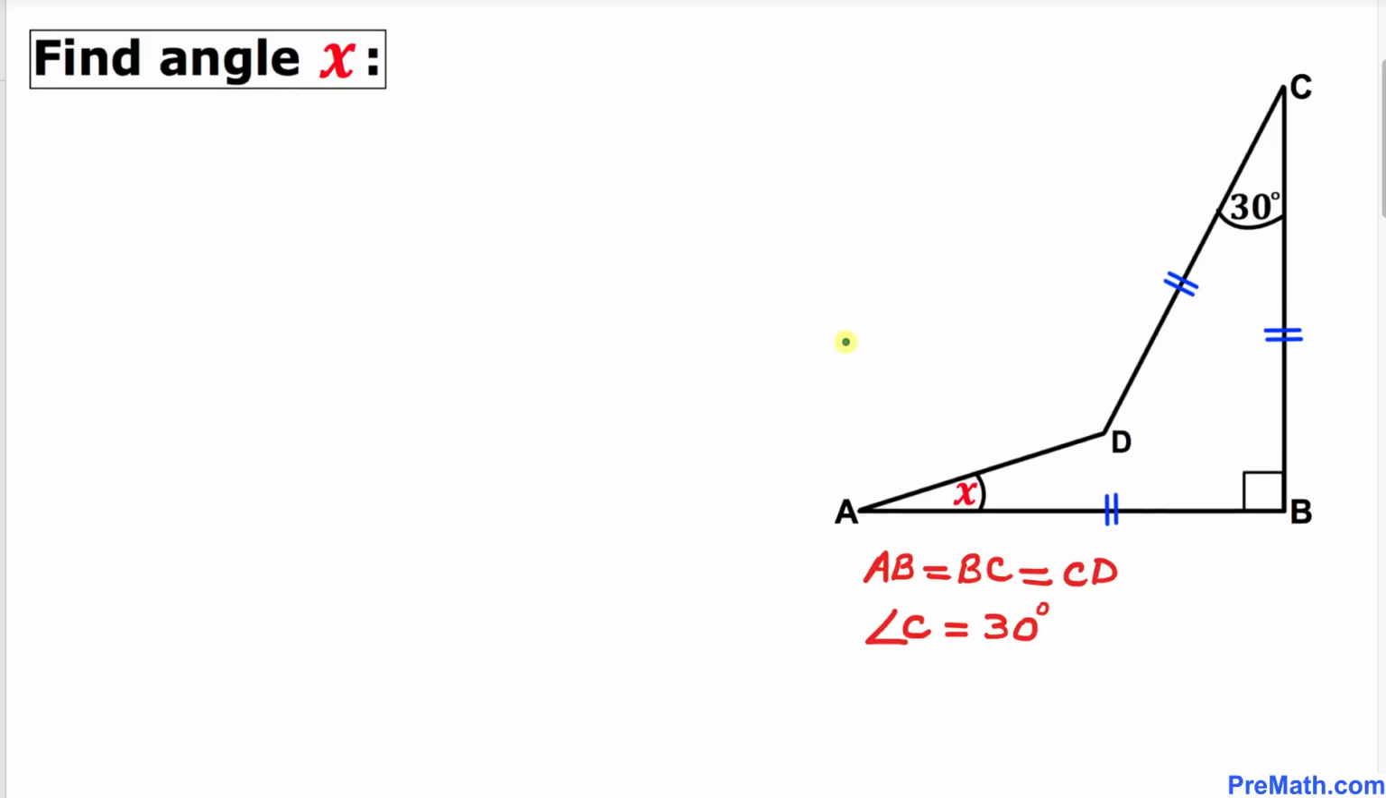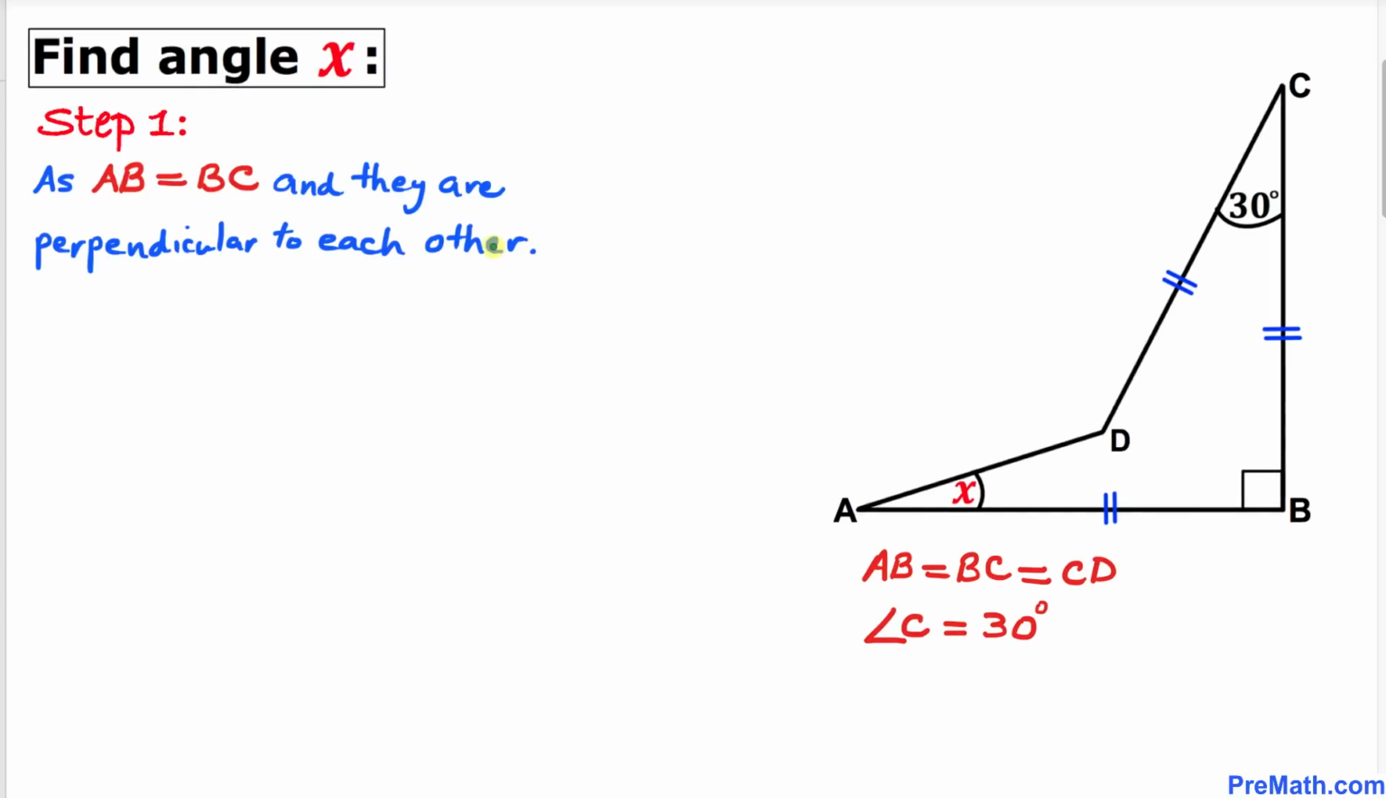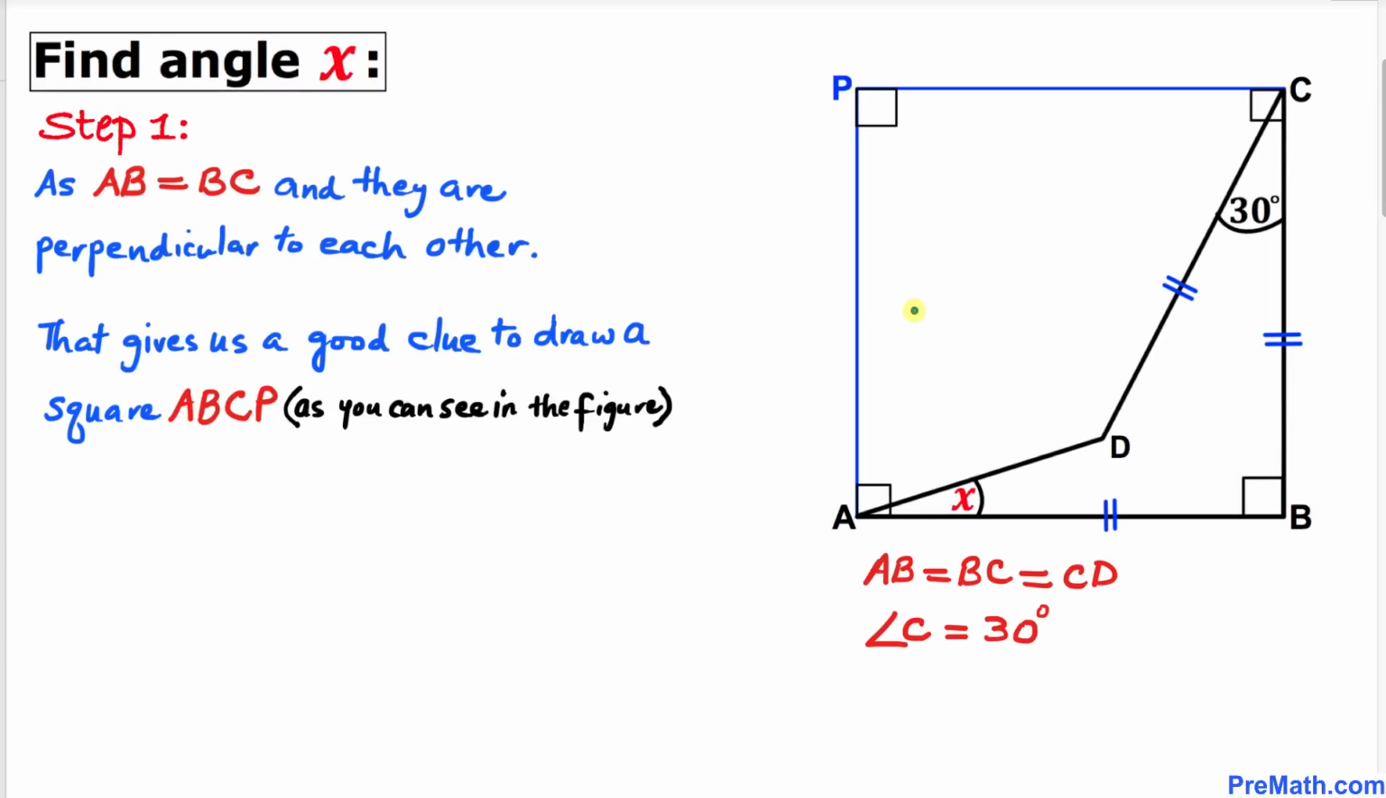So let's go ahead and get started with the solution. And here's our very first step. Let's make an observation right now. This AB side length is equal to this side length BC, and we know that there's a 90-degree angle between them. So that gives us a good clue to create a square ABCP, as you can see in this figure.